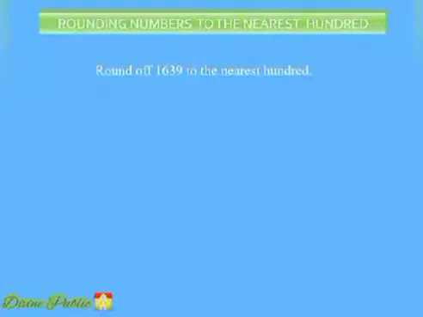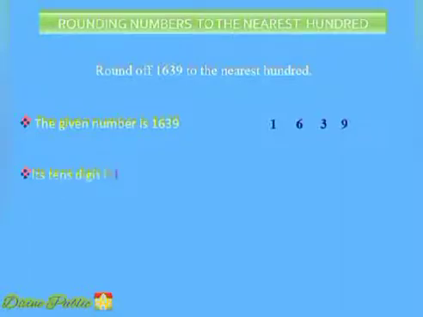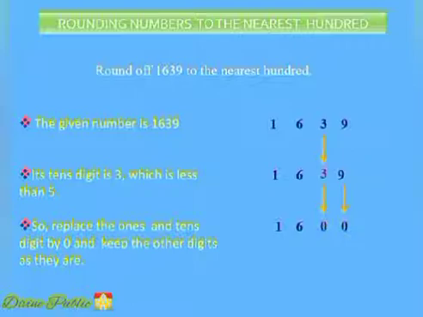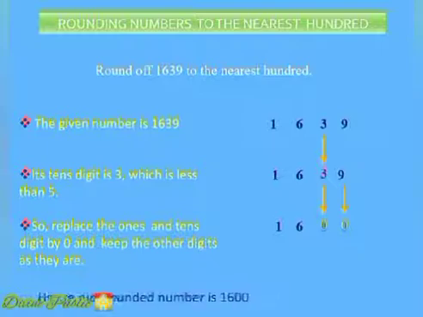Now, round off 1639 to the nearest 100. The given number is 1639. Its tens digit is 3, which is less than 5. So, you know very well that we replace the ones and tens digit by 0 and keep the other digits as they are. So, our rounded number is 1600.